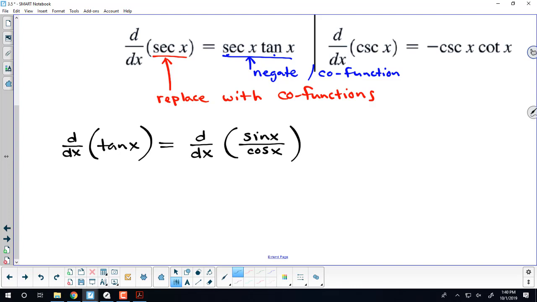So I'll say that's the bottom times the derivative of the top. Let me do this over here. I'm running out of room. Okay. So bottom function times the derivative of the top minus the top times the derivative of the bottom, all over the bottom squared.